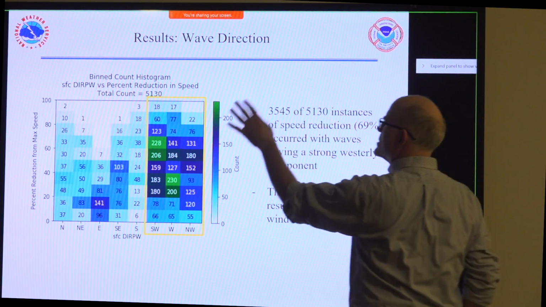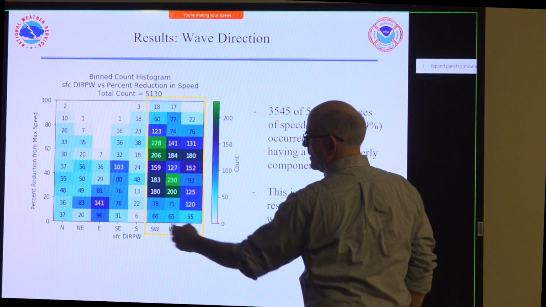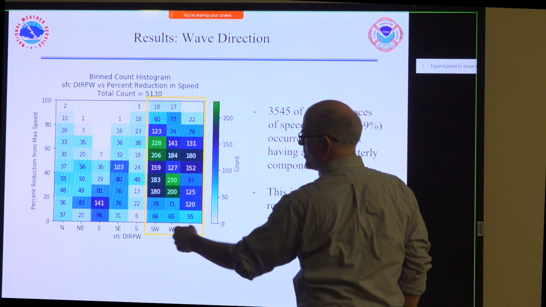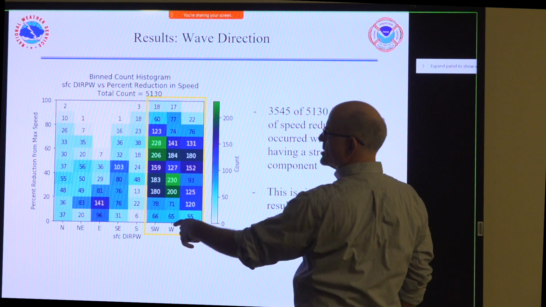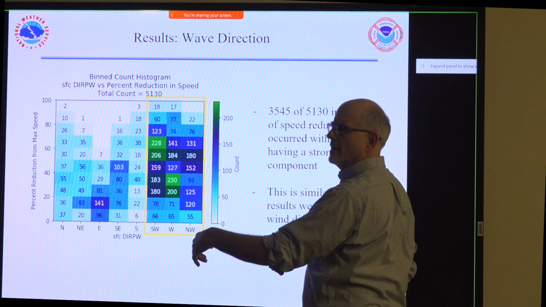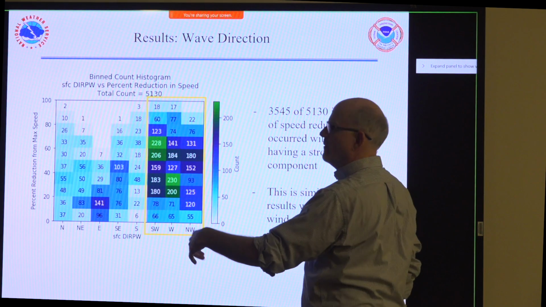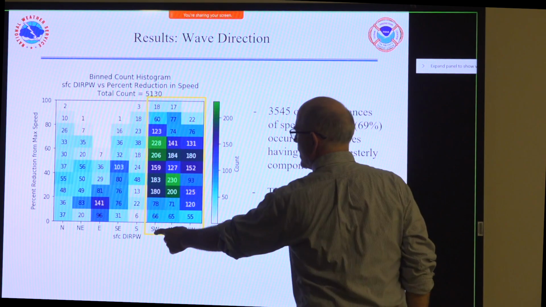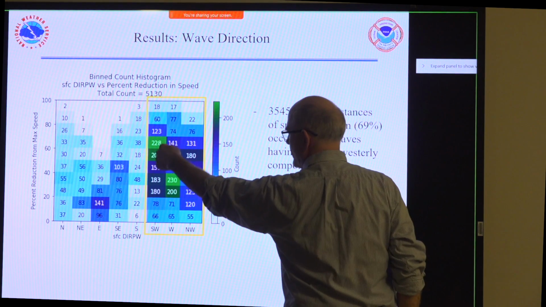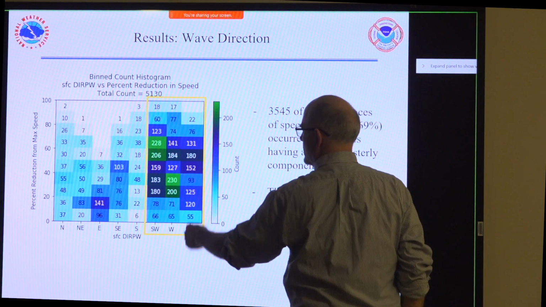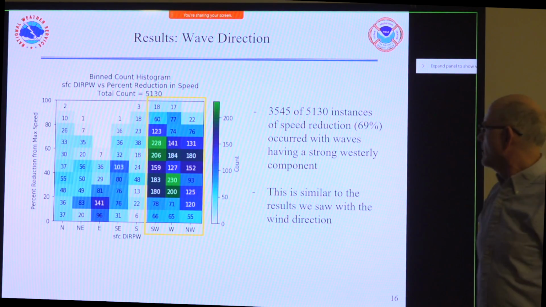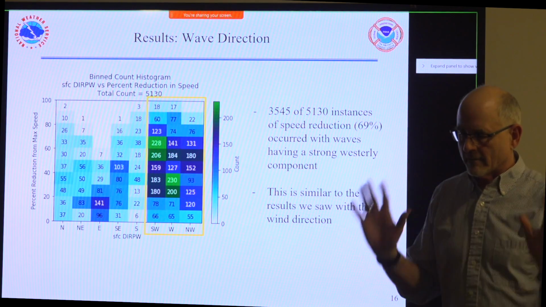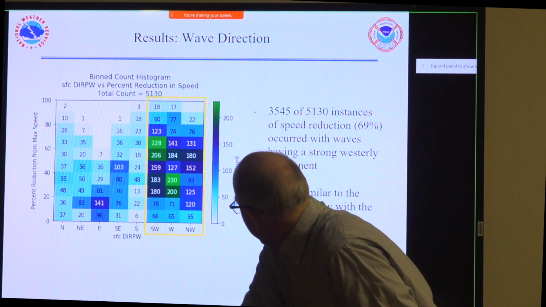Okay. This is wave direction. And the message here is the predominant wave direction. And this is dominant wave, I think is what we did? Primary wave, yeah. Primary wave. Okay. So it has a westerly component. Everything's from southwest, right in here, with a significant reduction, to westerly to northwest. And that may just be the time of year and the storm track at the time.